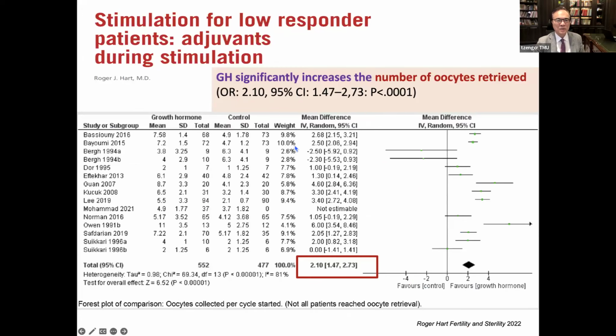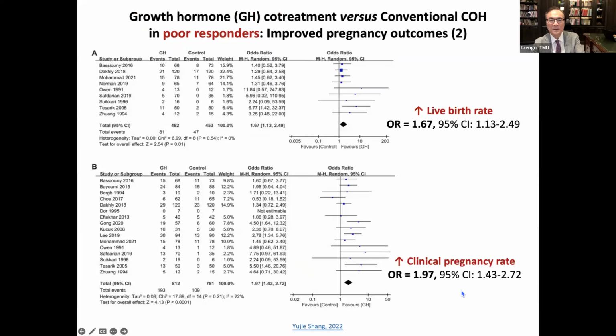And also, Roger Hart also published a very similar result. You can see the growth hormone significantly increased the number of oocyte retrieved. You can see the odds ratio is 2.1, so in favor of growth hormone treatment. The other study, I think, is the Human Reproduction Update, also showing the poor responder, the pregnancy outcome, live birth rate, odds ratio 1.6 better. Clinical pregnancy rate, odds ratio 1.9, also in favor of growth hormone treatment group. So that is another meta-analysis.